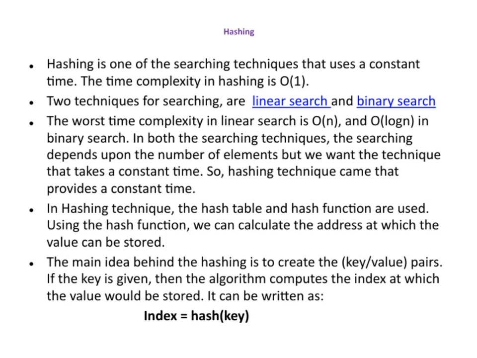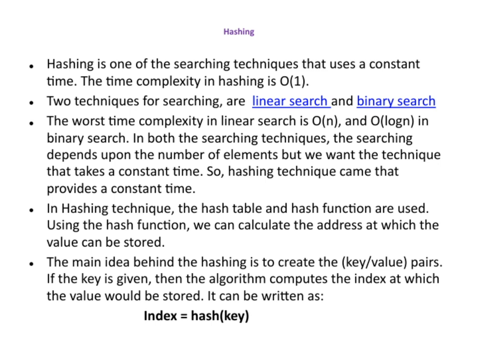Hashing is one of the searching techniques that allows us to achieve constant time, meaning the time complexity is O(1). This is a significant advantage because it means our search operation doesn't slow down as our data grows. Now, when we look at other searching methods, like linear search and binary search, they have different time complexities.